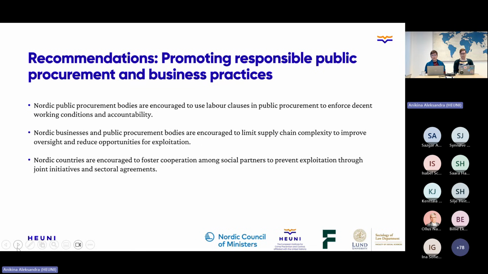And then finally, we have this area of public procurement and business practices. So we are recommending Nordic public procurement bodies to use labor clauses in public procurement so that they can actually hold the suppliers accountable to ensure decent working conditions. We also talk about possibilities to limit supply chain complexities to improve oversight so that there are not very, very long supply chains, but there's a limit to those. And also that would enable a better oversight of those chains. And then we also encourage countries to strengthen cooperation between social partners, for instance, through joint initiatives or sectoral agreements.